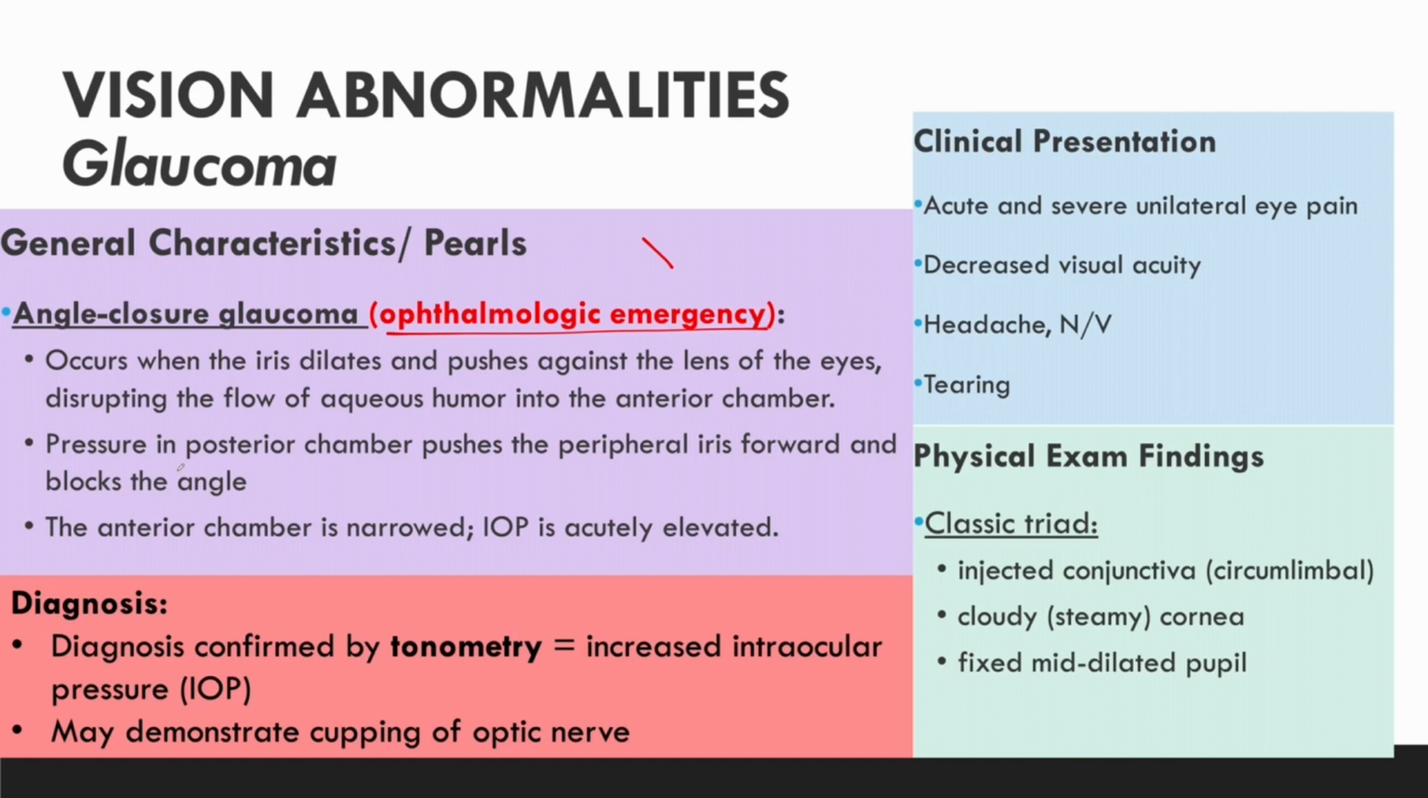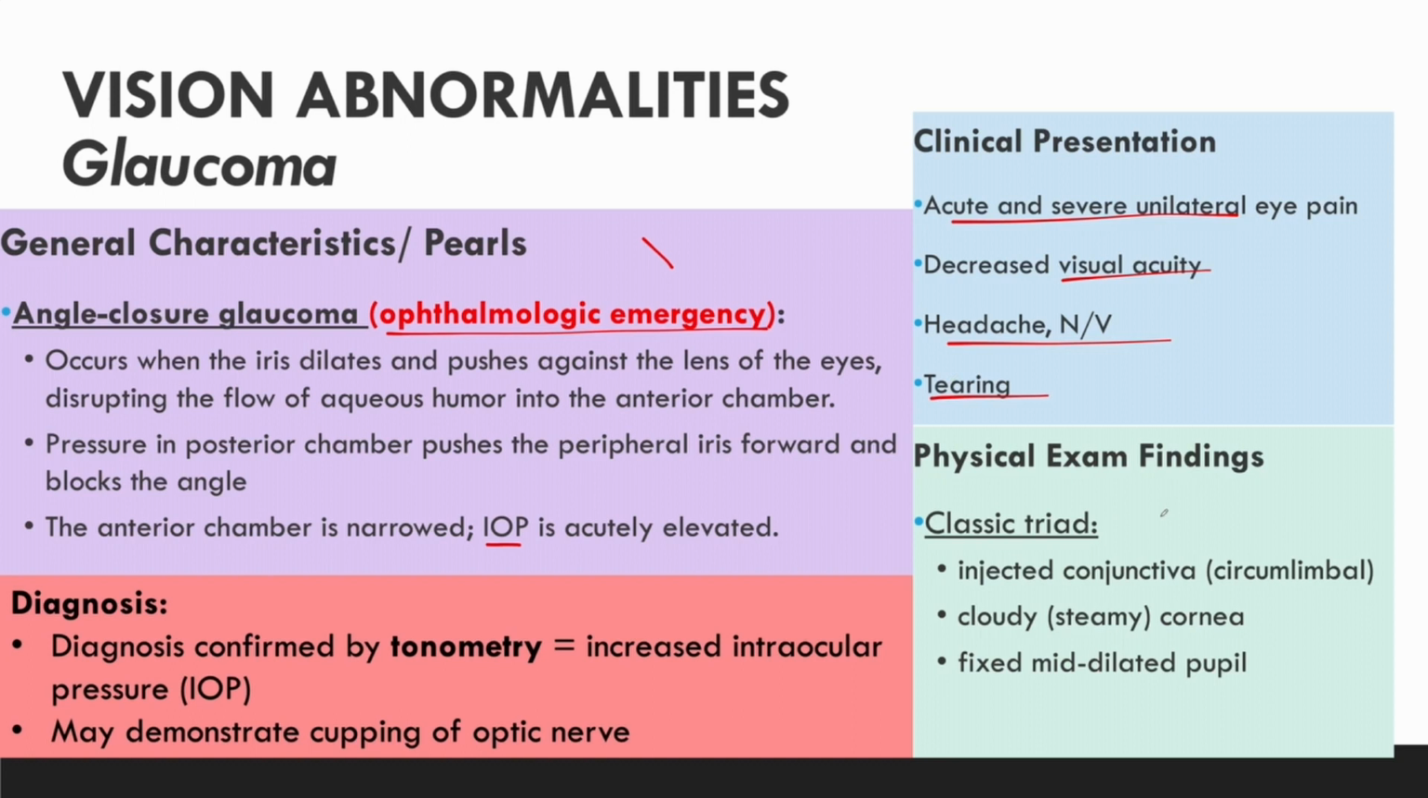Now these patients have acute severe unilateral eye pain and decreased visual acuity. You tend to see it, especially in vignettes, when a patient goes from a brightly lit room to a darkly lit room, the iris dilates, and that instigates this acute angle closure glaucoma. Also headache, nausea, vomiting, tearing.